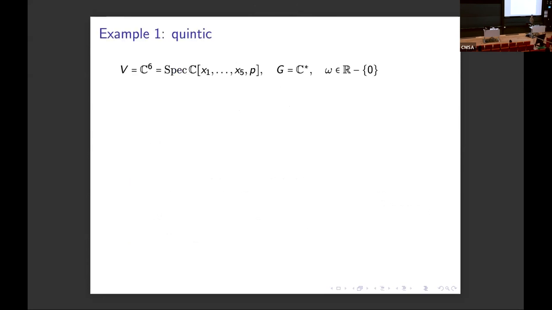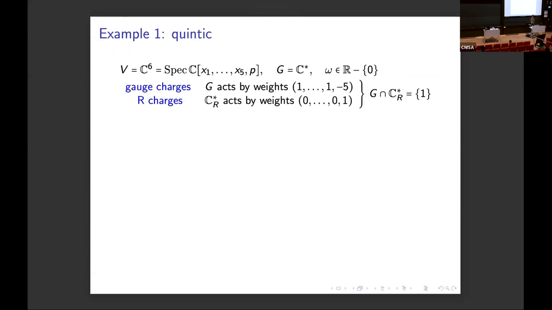The first example is the quintic. So in this case, V is C^6 with coordinates X1 to X5 and P, and G is C star. Since G is C star, the stability condition is just a one-dimensional real vector space. So the gauge charge: C star acts by weights 1, 1, 1, 1, 1, minus 5. And in this case, the R-charge C star R acts just on P.